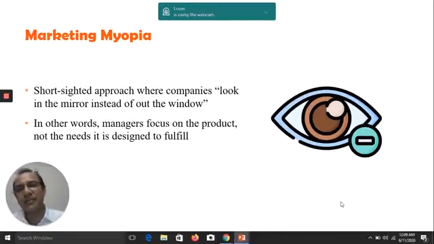You see the title of the topic, Marketing Myopia. It is a short-sighted approach where companies look in the mirror instead of out of the window. My understanding is that as you manage it, we are overemphasizing our product instead of the benefits which are needed by the customers for the satisfaction of the customers. In other words, marketing myopia is the mistake that is made by the marketeers by giving overemphasis on their product.